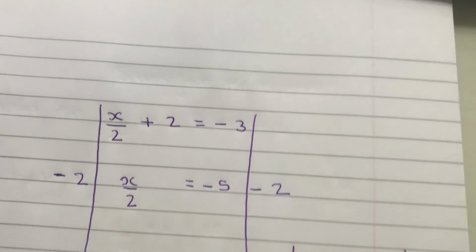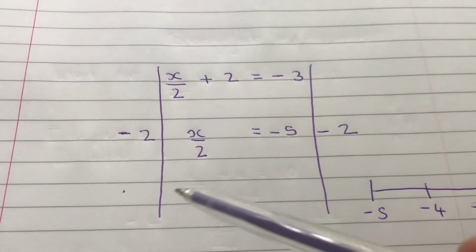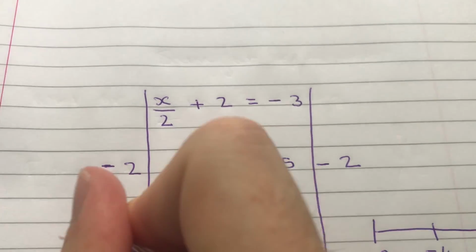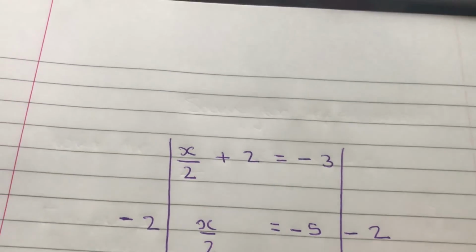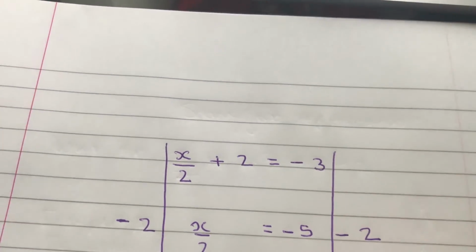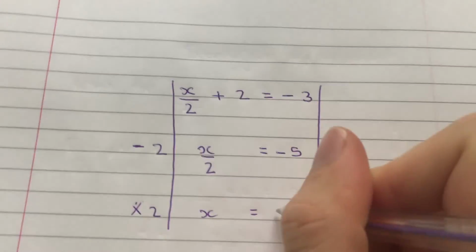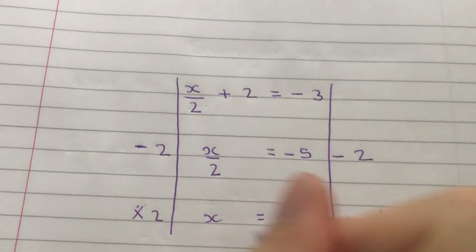Now, x over 2 is the same as x divided by 2. So what's the opposite of divide? The opposite of divided by 2 is to multiply by 2. So we multiply both sides by 2. So x over 2 multiplied by 2 is just x, and minus 5 multiplied by 2 would be minus 10. So that would be our answer, minus 10.